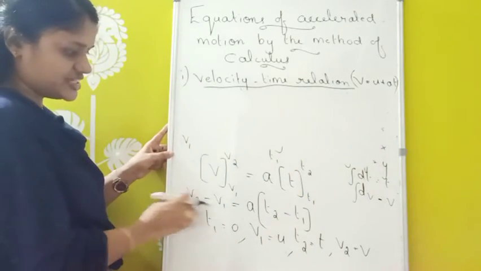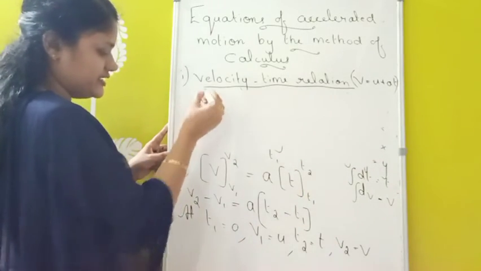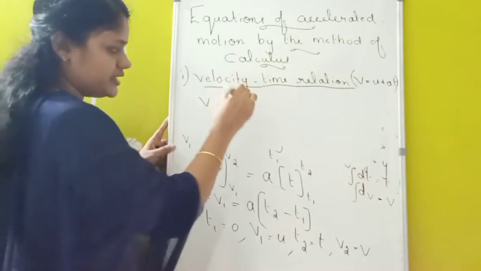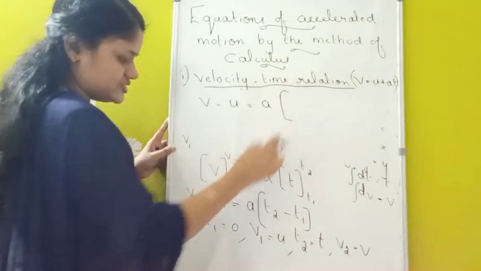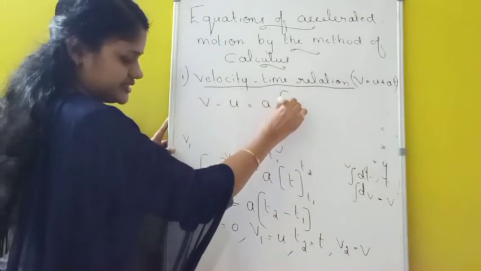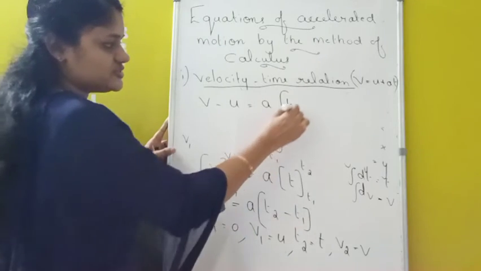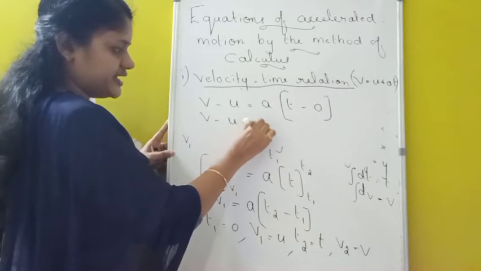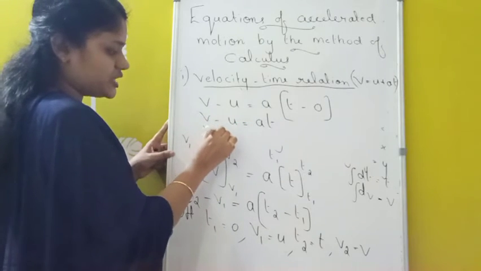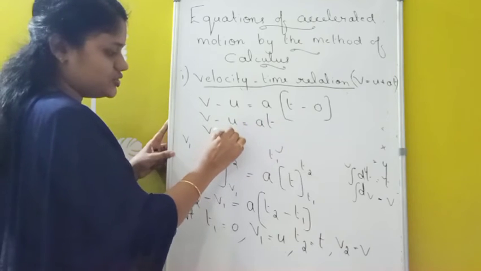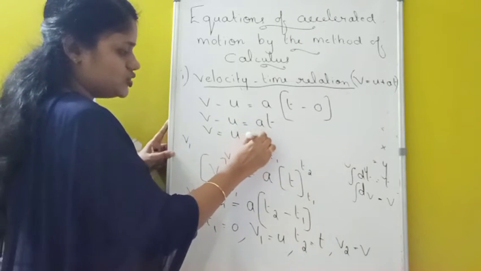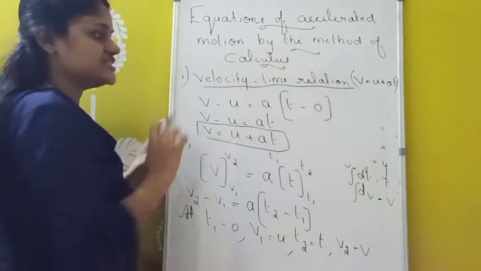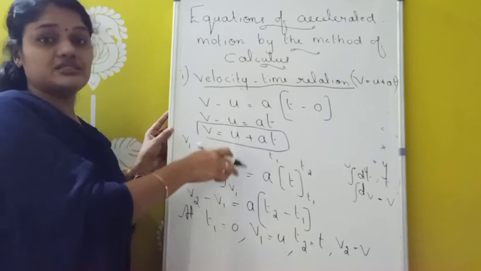Instead of V2 we can write V. V minus, instead of V1 we write U, equals A into, instead of T2 we write T minus T1. What is the T1 value? 0. T minus 0. That is V minus U equals A T, or taking U on the right hand side, V equals U plus A T. So this is the first relation, the velocity time relation using the method of calculus.